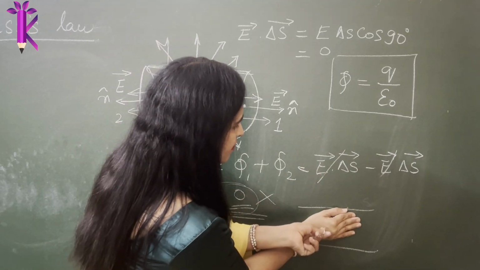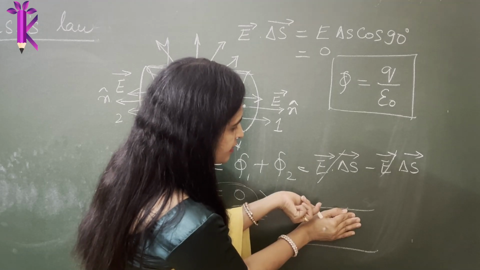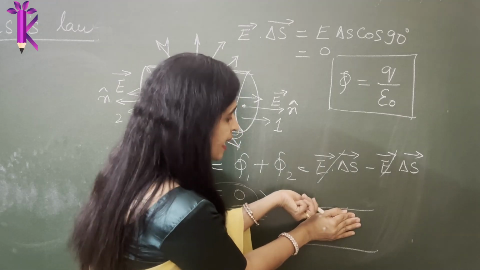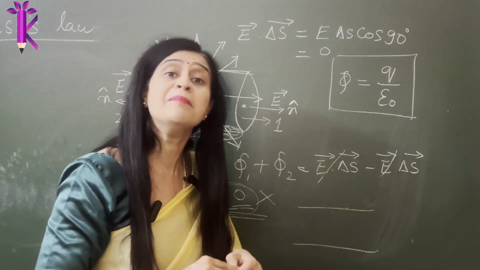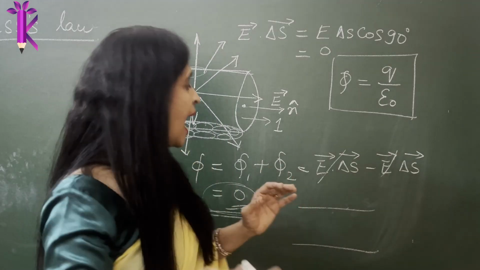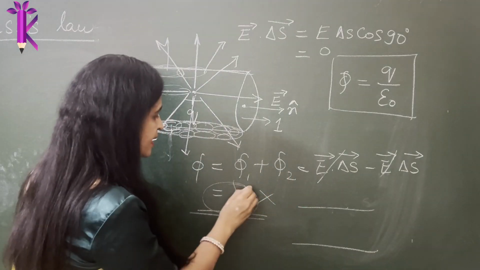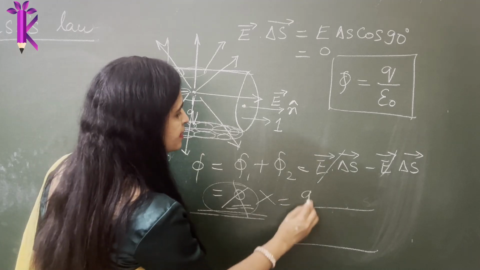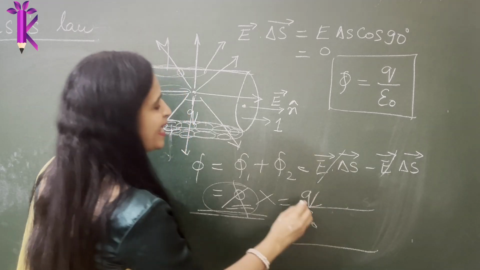So here there will be an area vector, the area vector will be like this. So at some point it certainly makes some angle with the electric field vector. So in such cases, when you add them, you find out it doesn't turn out to be 0. In fact, it turns out to be Q by epsilon naught.